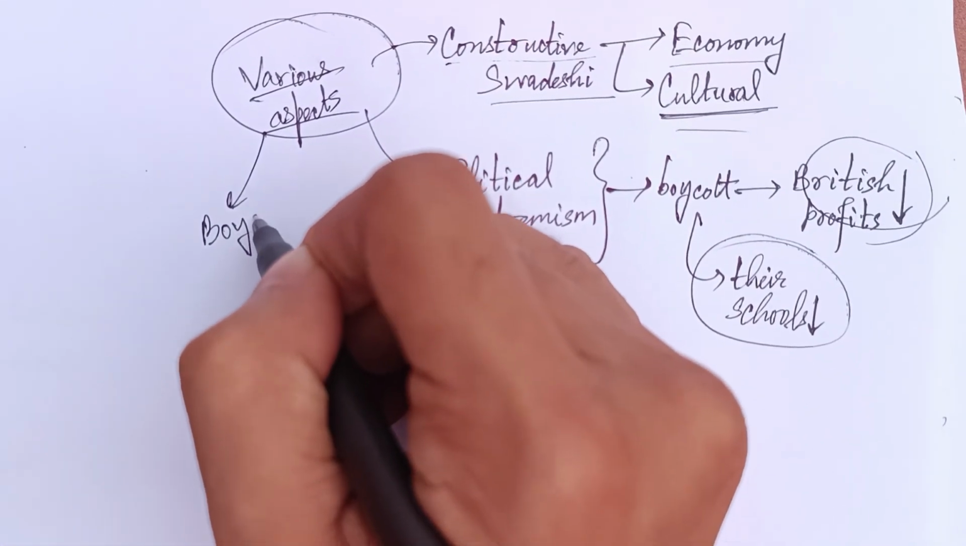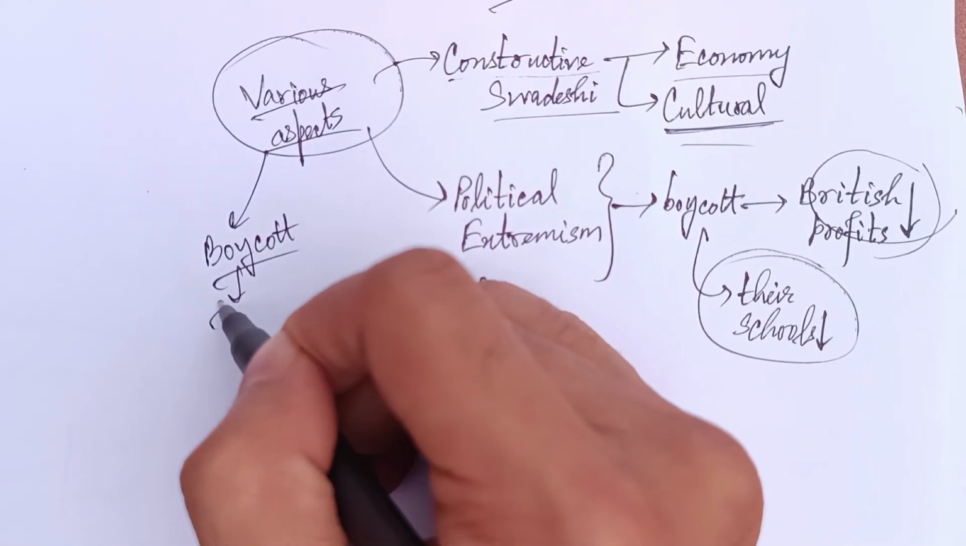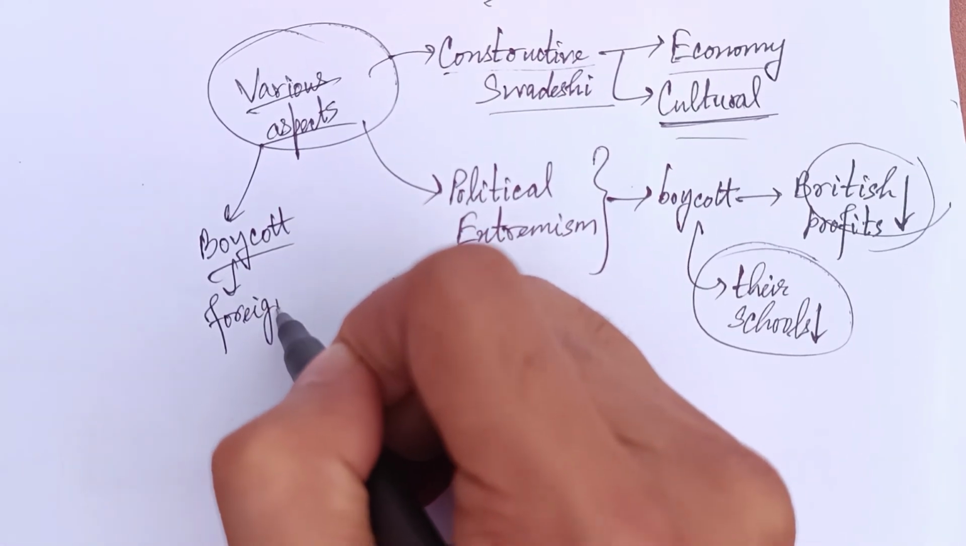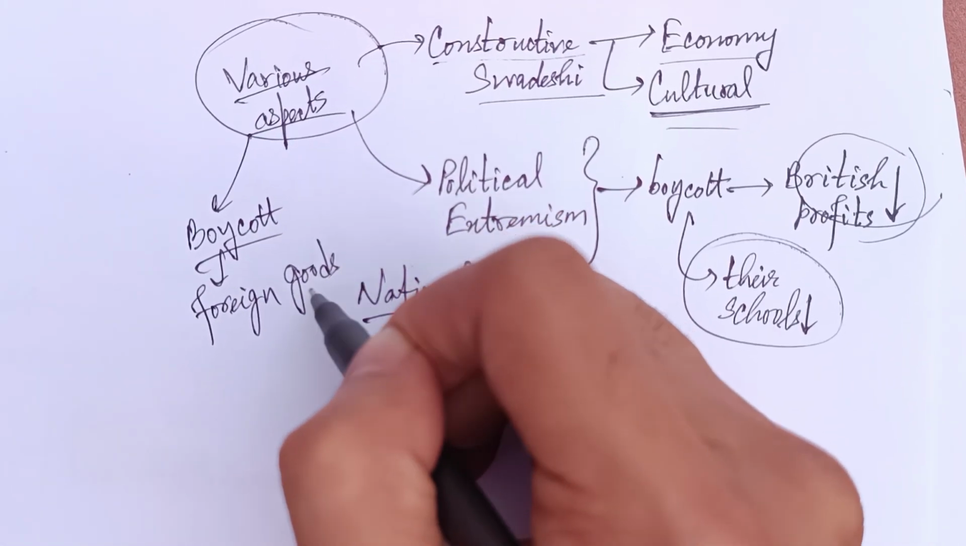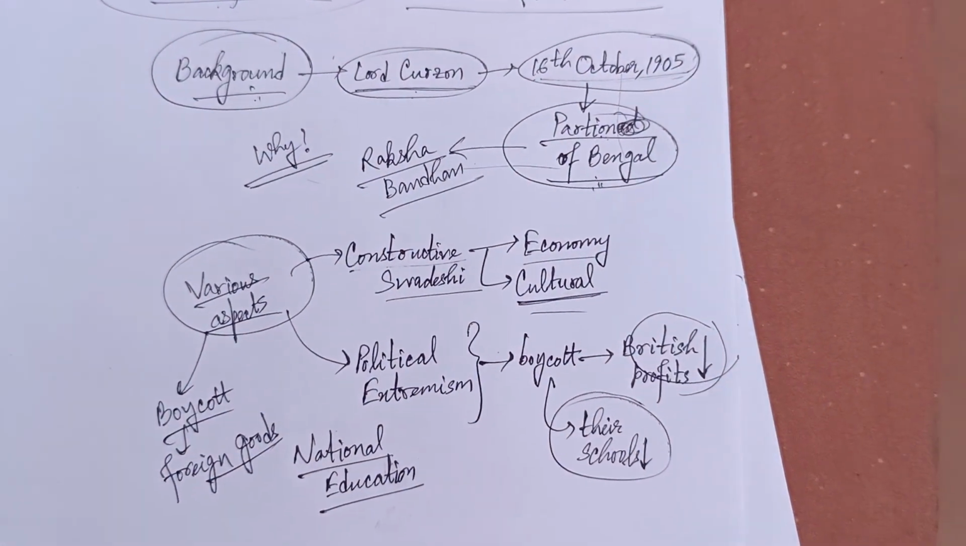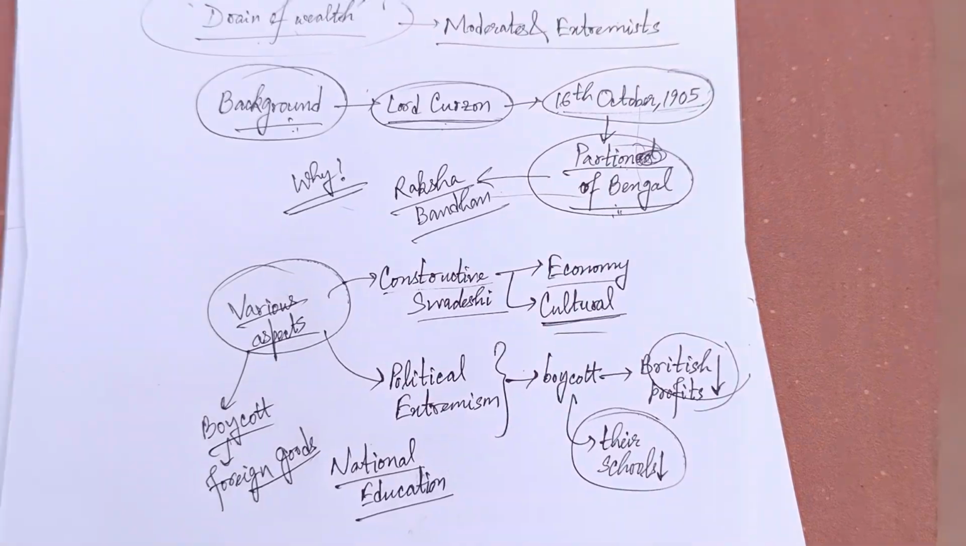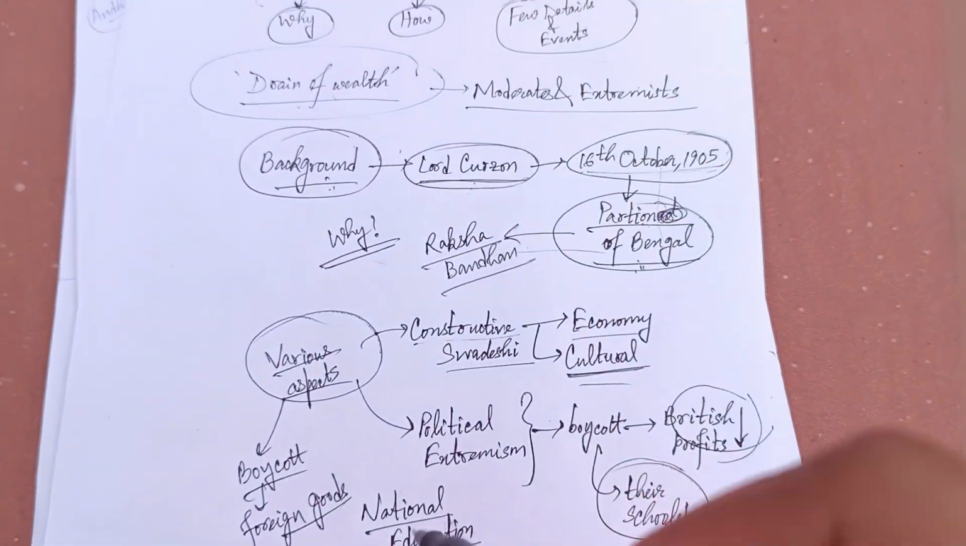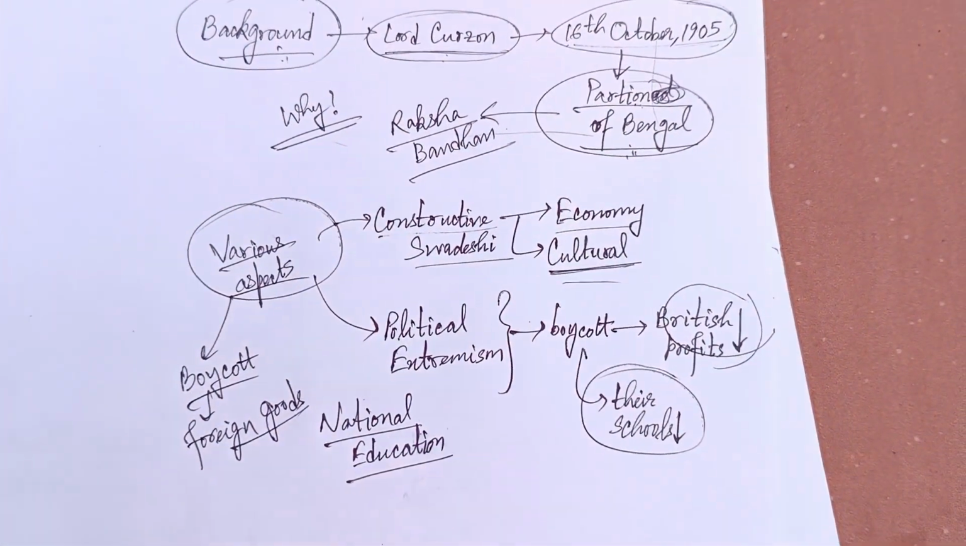Boycott foreign goods. So that is the way of studying history. You can see I have interlinked all the concepts, and how conceptual this page is looking right now. You can see from the beginning till the end. That is the way of analytical study.